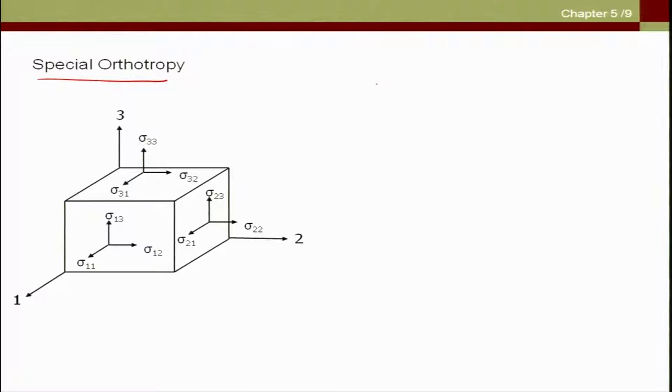That if I apply an extensional stress, let us say I apply only sigma 11, then it will generate epsilon 11, epsilon 22, epsilon 33, but it will not generate any shear strains. Okay. So, only extensional stresses cause extensional strains and shear stresses cause shear strains. Similarly, if I pull it in the epsilon 11 direction only, then it will generate stresses in other directions, but it will not generate shear strains. Okay. This is what it means.